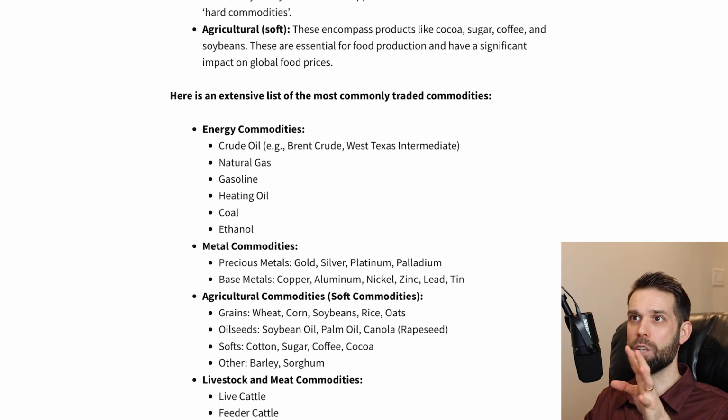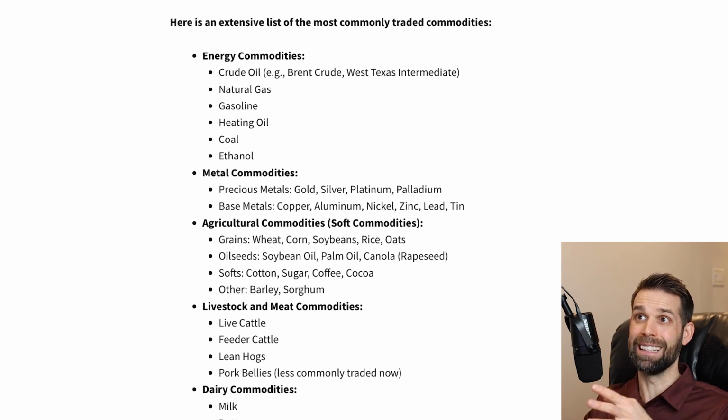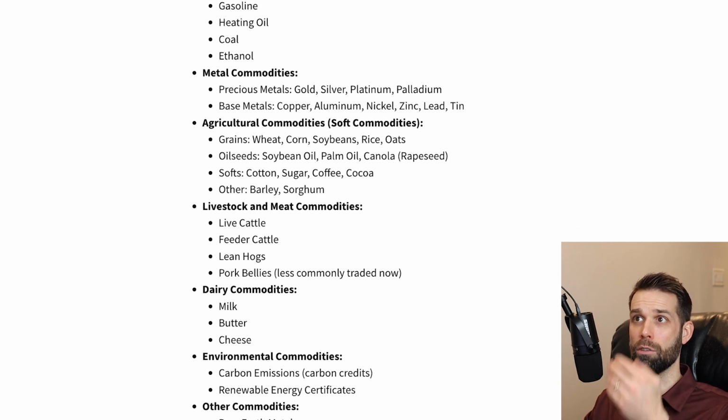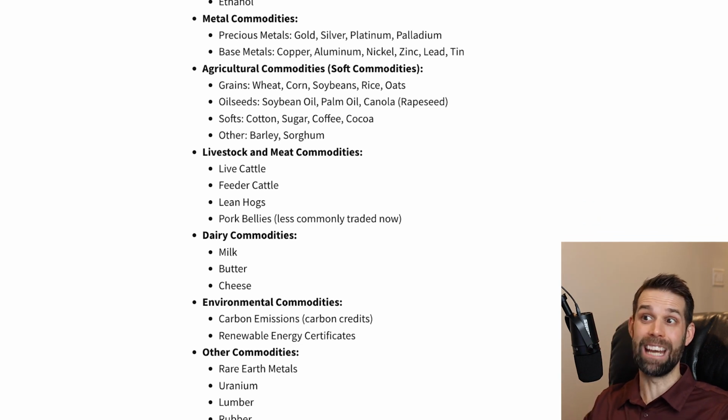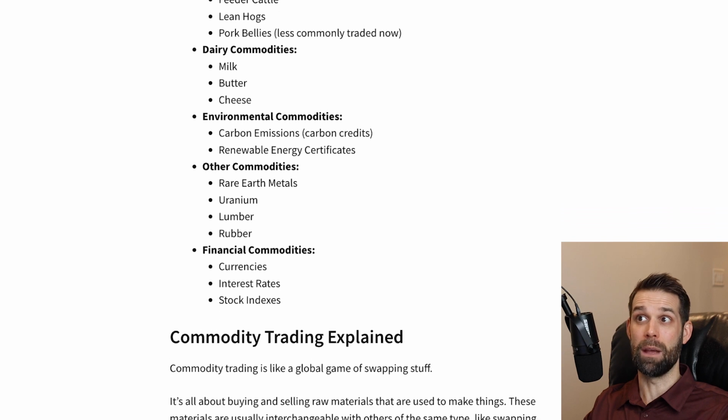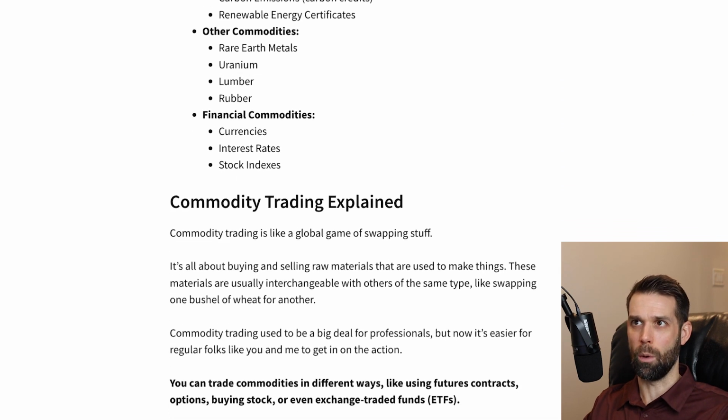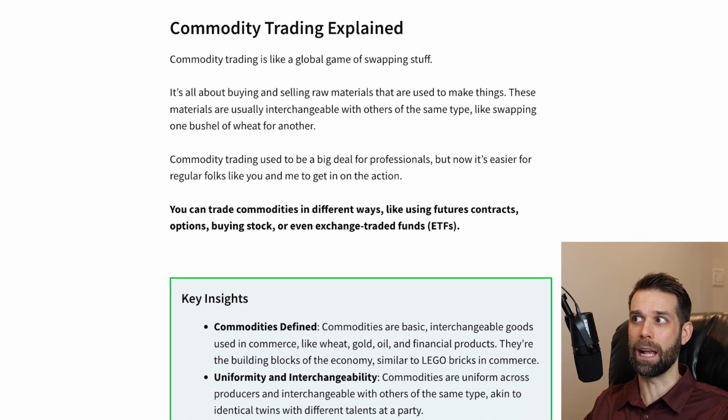And again, in this article, which you can find, I've got an extensive list of all the commodities, not maybe every one, but energy commodities. So you've got crude oil, natural gas, gasoline, coal, and then the agricultural and metal commodities, livestock and meat commodities, dairy commodities, environmental commodities, and so on. So that's a good rundown, I think, of what a commodity is.